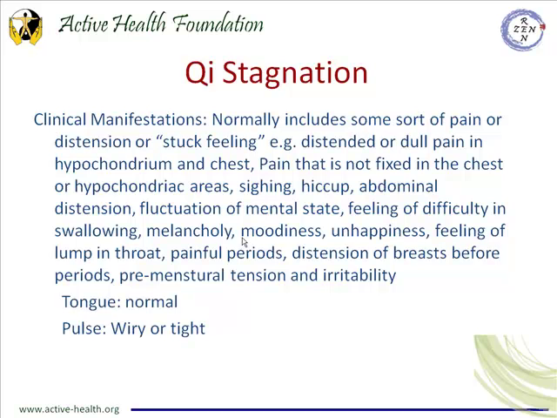They may also suffer from sighing or hiccup, abdominal distension, fluctuations of mental state, or they may be stuck in a particular mental state, such as melancholy or unhappiness. They may also have a lump in their throat, a feeling of difficulty in swallowing, especially when under a little bit of stress or under pressure. Painful periods is a Qi stagnation. PMS, PMT, distension of breasts before the period, and premenstrual tension and irritability, as I mentioned previously. And in this case, the tongue is normal color and the pulse is wiry, or it may also be tight.